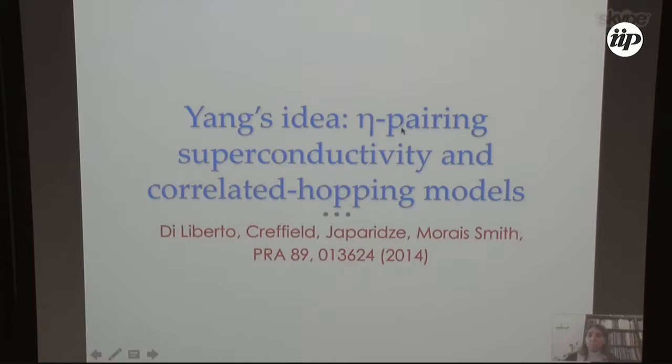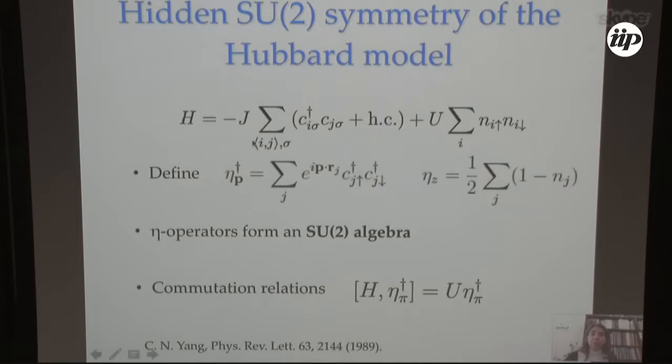So probably you don't know what is eta pairing superconductivity or correlated hopping models, so I'm going to explain that now. So if we start from the Hubbard model, that's what C. N. Yang from the Yang-Mills theory did in 1989, right after the discovery of the high-Tc superconductors. He started looking at the Hubbard model, and he said, let's define an operator that he called eta dagger p, which is nothing but the Fourier transform of some on-site pairs.